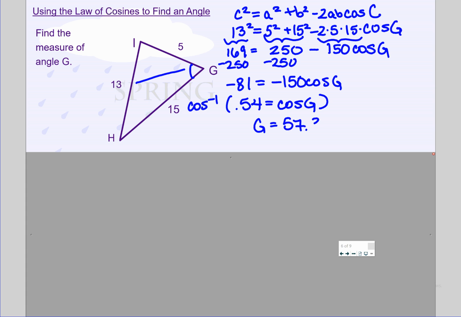And you don't have to worry with law of cosines about there being special cases. The only special case where you could potentially have more than one triangle or no triangles is if you're using the law of sines and you're solving for an angle. We are not using the law of sines here. You're always going to get an answer, and you're always going to have only one triangle possible with the law of cosines. Okay.